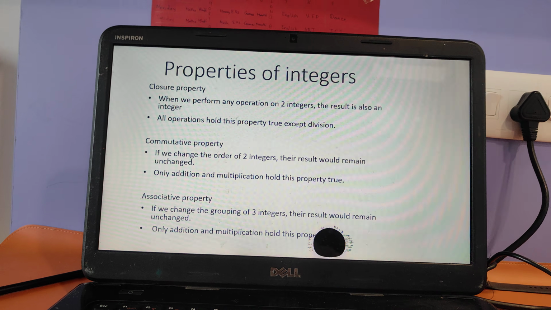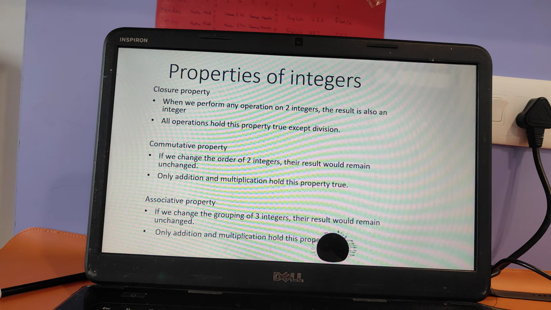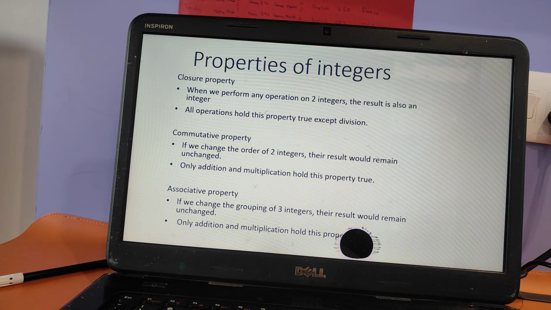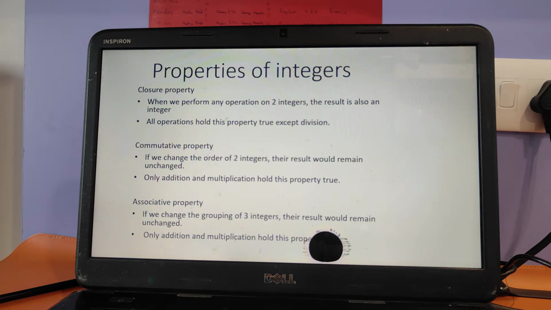Only addition and multiplication hold this property true. Yes, 4 8s are 32, 8 4s are also 32. Subtraction and division don't hold this property true, because then the answer would completely change.